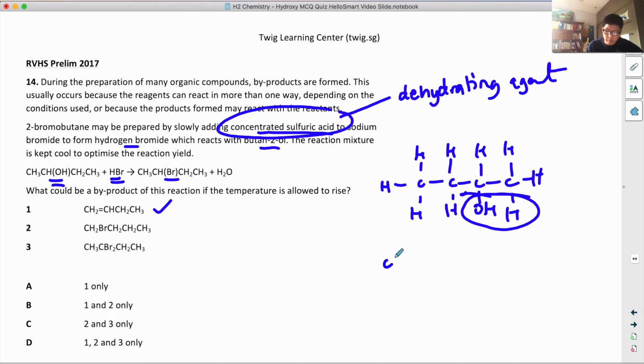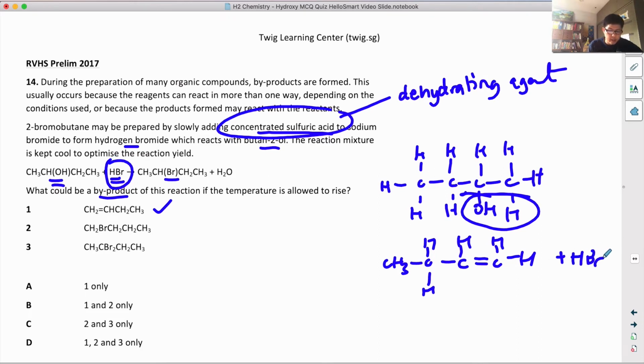After getting this alkene, they say it could be a byproduct. Because of the HBr that's present, the alkene can react with HBr, and you can add HBr across the double bond and get this product. So these 1 and 2 are possible byproducts. Even though you can get 2, it's a minor byproduct, because if you follow Markovnikov's rule, the H will go here and the Br will go here. The minor product will be where you put an H on this carbon and the Br on this carbon.